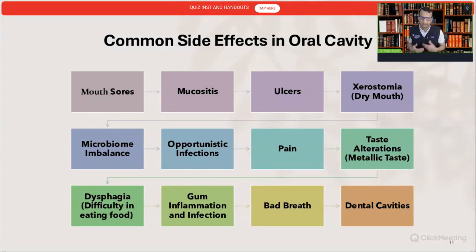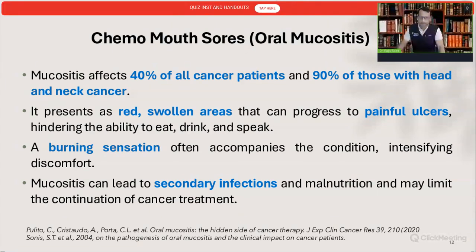After that, there are other complications such as microbiome imbalance, and we'll discuss in detail how the microbiome imbalance happens. Opportunistic infections happen, pain is a very persistent symptom, along with taste alteration, metallic taste, followed by dysphagia, like difficulty in eating food, inflammation, gum disease, periodontal disease, and so on. We'll discuss some of the key side effects in this presentation and how we are able to give a solution to those side effects.